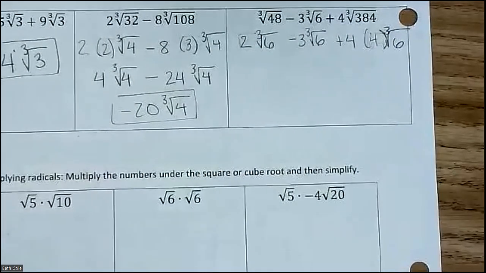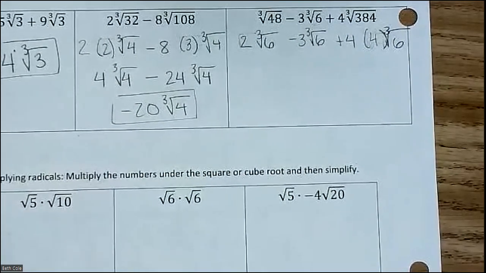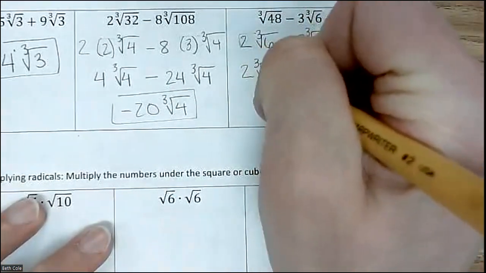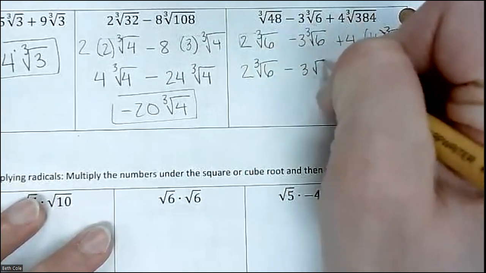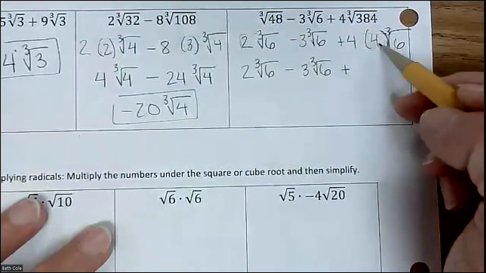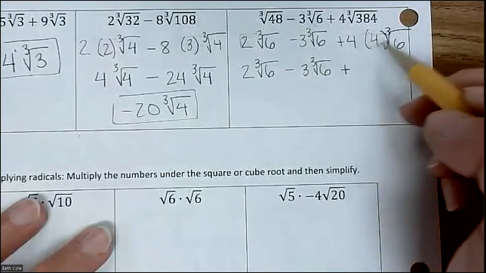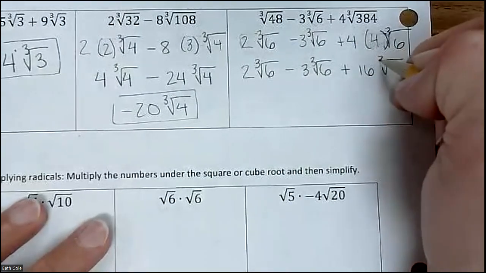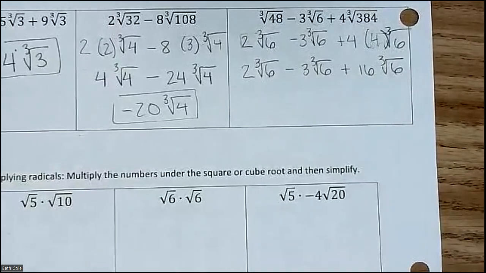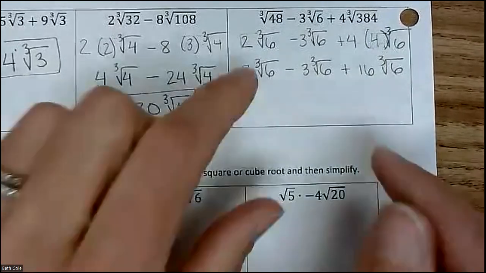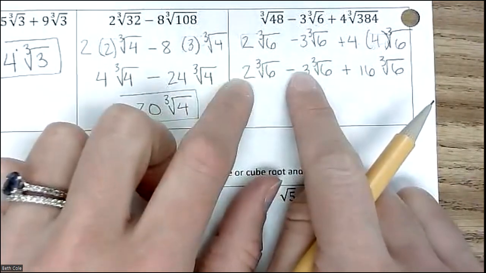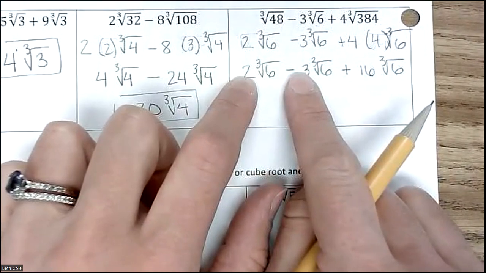Hold on. Now you are going to have to write the next step. Okay. It's going to be 2 cube root of 6 minus 3 cube root of 6 plus, why is it 16? 4 times 4, plus 16 cube root of 6. And now they're all the same, and you can add them, subtract them together. 2 minus 3. Negative 1.